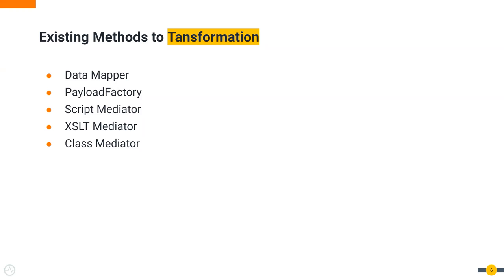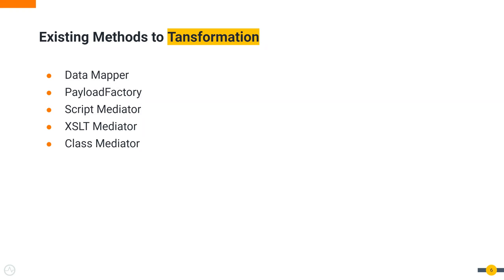We are today also talking about Payload Factory a bit more. Even before the MI 4.0 release, we had the Payload Factory Mediator. Basically, you can use the Payload Factory to generate the payload, and you can inject some variables here and there and create the payload as you need. And also we have the script mediator, where you can write a custom script. This is not limited to transformations anyway, but you can do any transformation that you need using the script mediator also. And the XSLT mediator was there for the same purpose, for transformation.